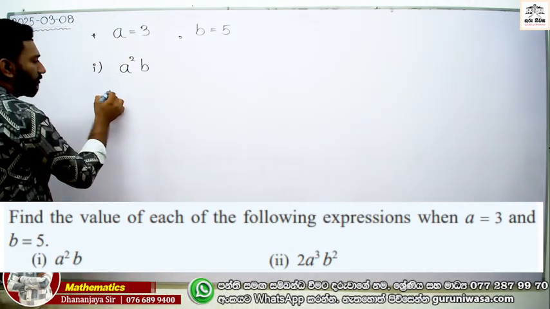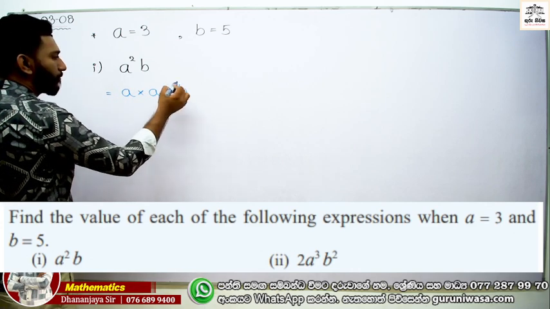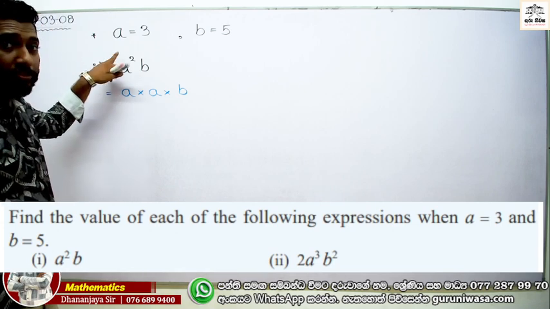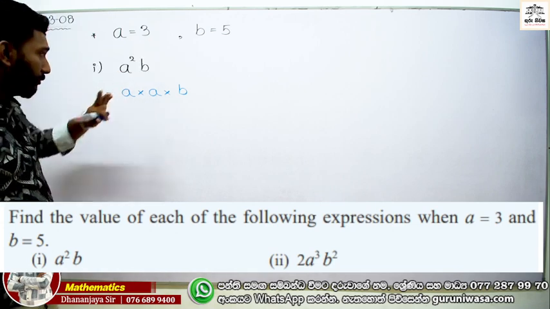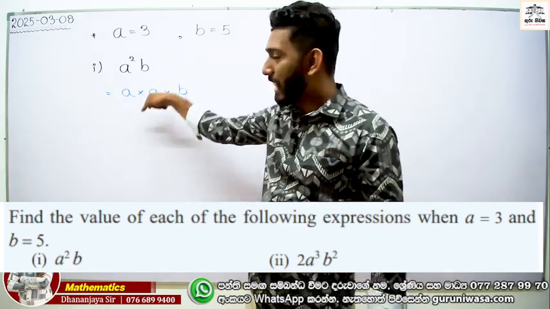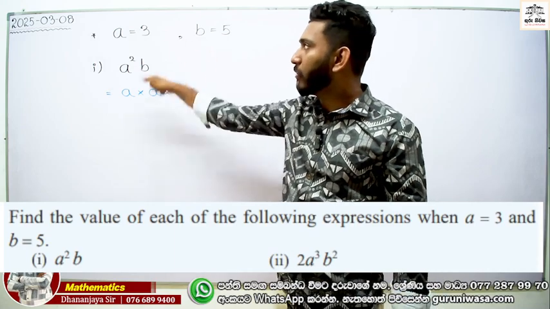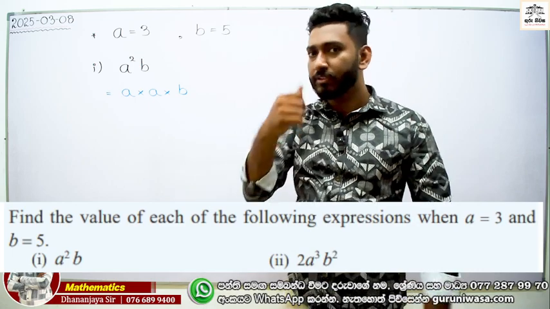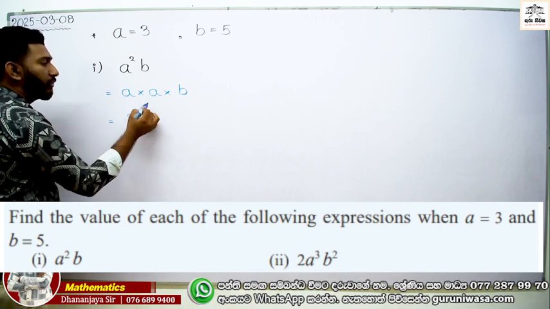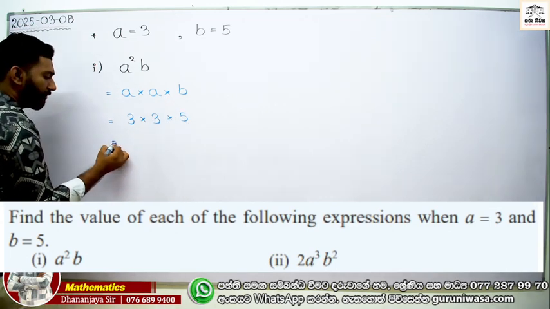And we know what is the meaning of that? A multiplied by a multiplied by b. Now listen, everyone. What is the value of a? The question said a becomes 3. Now we are going to substitute 3 into a as well as substitute 5 into b. A becomes 3, a becomes 3, and b becomes 5. Now we have to multiply.